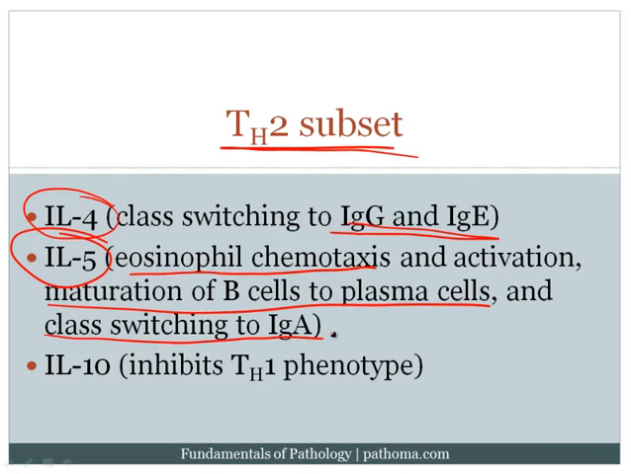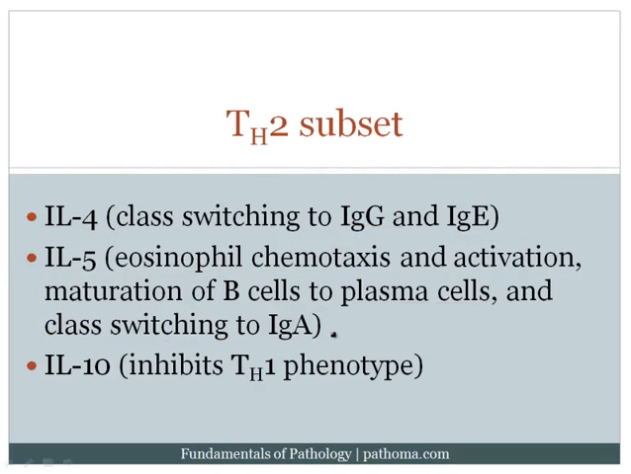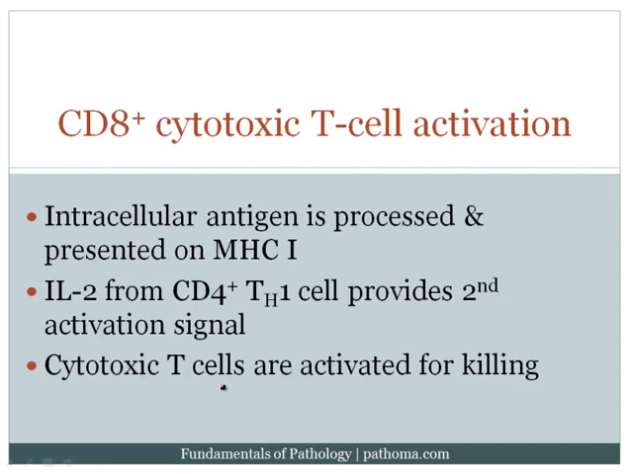Another product of the Th2 subset is IL-10, and IL-10 inhibits the Th1 phenotype. We've already talked about IL-10 before. Do you recall where? When I talked to you about macrophages and how they come in and manage the last step of acute inflammation, I said one possibility was resolution of the inflammatory response. Remember that the macrophages produce IL-10 there to shut down the inflammatory response. So this is the key function of the Th2 subset of helper T cells. That's the way by which CD4 positive T cells are activated.